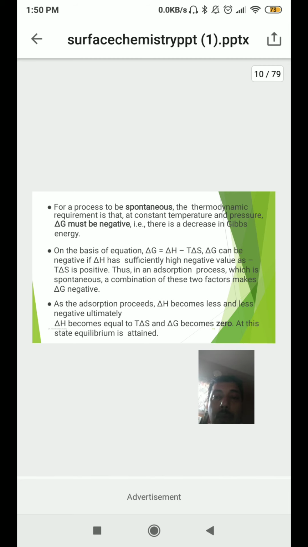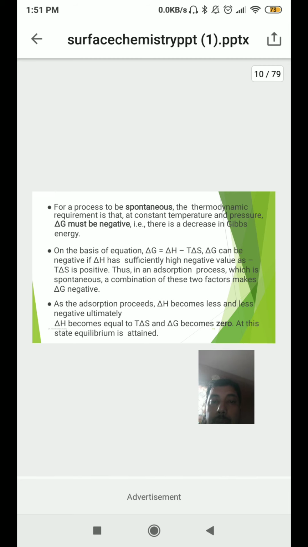Always focus, children, try to understand this a little. The adsorption always has to be spontaneous, so entropy has to be what I have written over here. In an adsorption process which is spontaneous, the combination of these two factors makes delta G negative. But why is it negative? Understand this point, that it can be negative if delta H has a sufficiently high negative value. Because if the value of delta H is negative, only then when minus T delta S is positive and added to it, overall it will be negative. So minus T delta S is positive. Okay, so overall delta G will be negative.